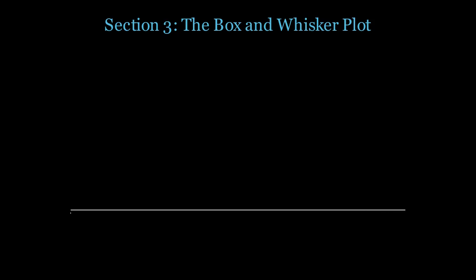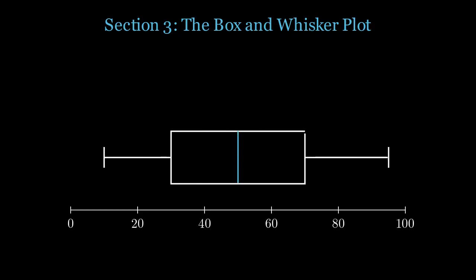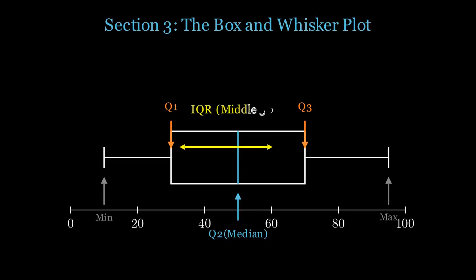Section 3. The interquartile range and box plots. One of the most powerful tools to visualize this is the box and whisker plot. The box represents the middle 50% of the data, the distance between Q1 and Q3. This is known as the interquartile range, or IQR. The narrower the box, the more consistent the data. The whiskers extend to the minimum and maximum values. This visualization allows us to see at a glance if the data is skewed, or if the top 25% is concentrated in a small range or spread wide.